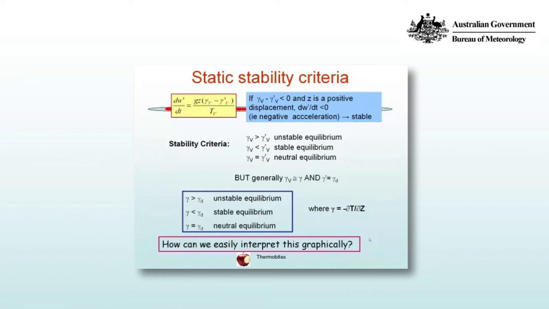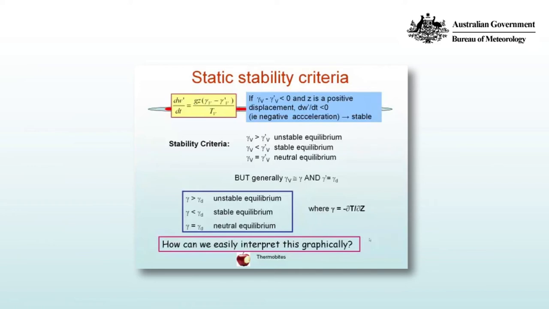But we can assume two things. Generally speaking, the lapse rate of temperature is about the same as the lapse rate of virtual temperature, and the lapse rate of the parcel is the dry adiabatic lapse rate. And so we can rewrite our stability criteria, as shown in the blue box, that if the lapse rate of the environment is greater than that of the parcel, we have unstable equilibrium. So in other words, if we lift the parcel a little bit, it cools more slowly than its environment, it's warmer, and it has a positive buoyancy. In other words, it accelerates upwards.